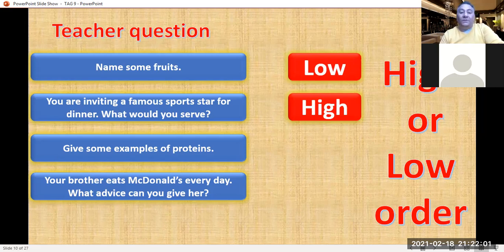Give some examples of proteins. High or low order? I think low. Exactly. Low because it's just restoring some knowledge or information, to retell stored information from a mind. It doesn't need a big challenge from the students.